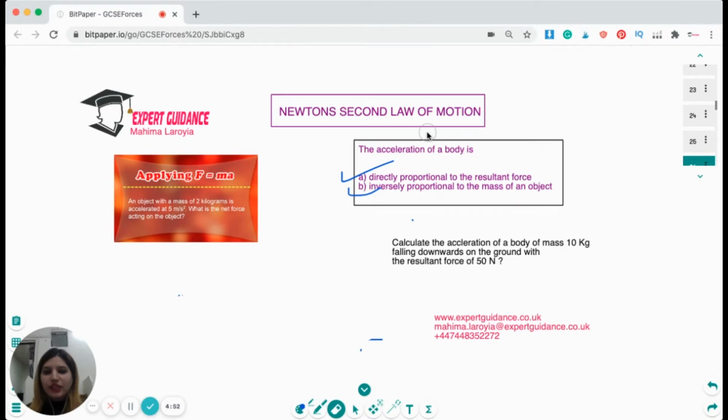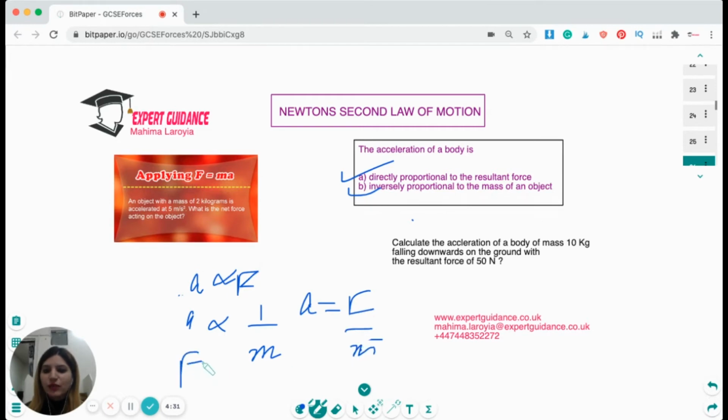Newton's second law of motion says that the acceleration of the body is directly proportional to the force, and inversely proportional to the mass, which means that acceleration is force over mass. So we can arrange this as force is equal to mass times acceleration. Okay, so this is the concept of Newton's second law of motion. And in the exam, they can ask you to work out force, mass, or acceleration by giving you any two of the quantities. Okay, so we can take an example.